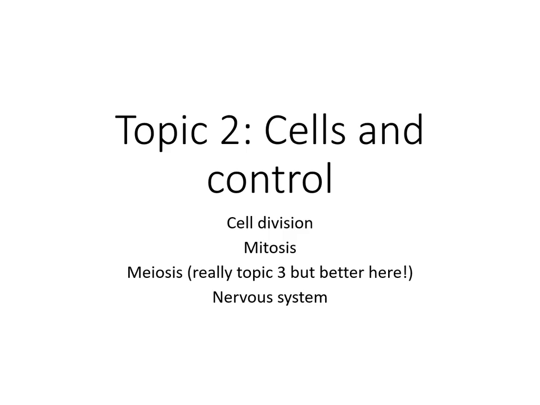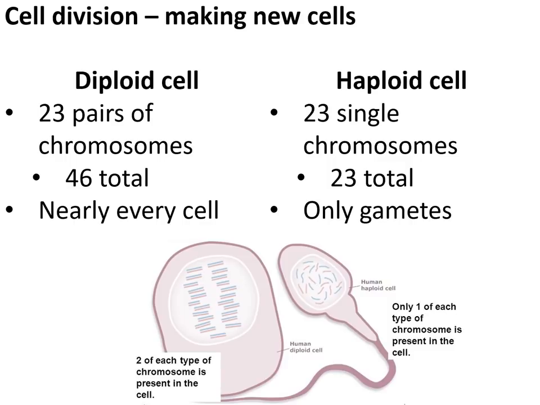Now, on to topic two, cells and control. So this is about cell division, mitosis, a little bit about meiosis, and also about the nervous system. So cell division is the process of making two cells. And we talk about two types of cell. We talk about diploid cells and haploid cells.